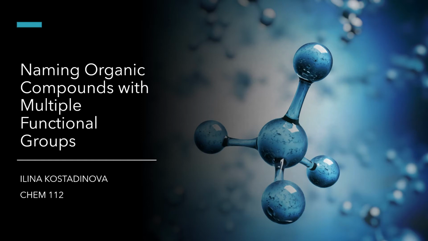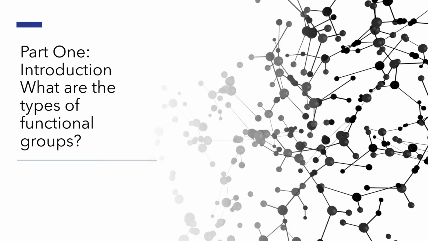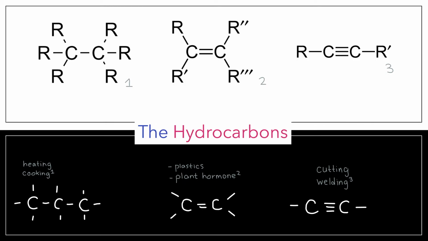Today we're going to talk about Module 2, more specifically naming organic compounds with multiple functional groups. Before we begin looking at prioritization, we're actually going to look at the different types of functional groups. So first up are the hydrocarbons.